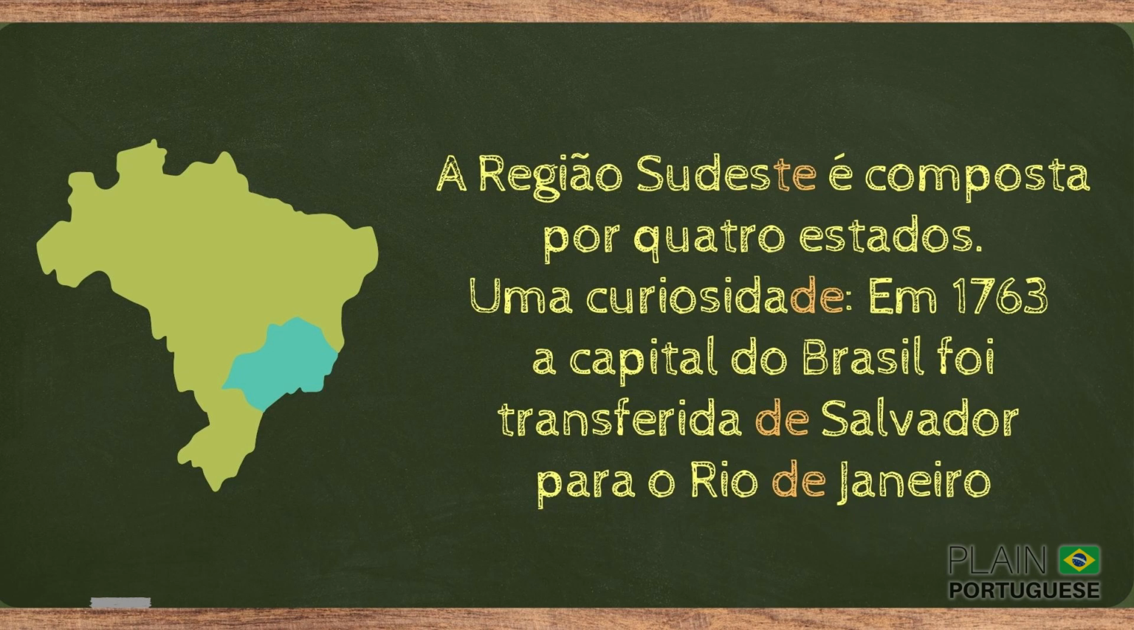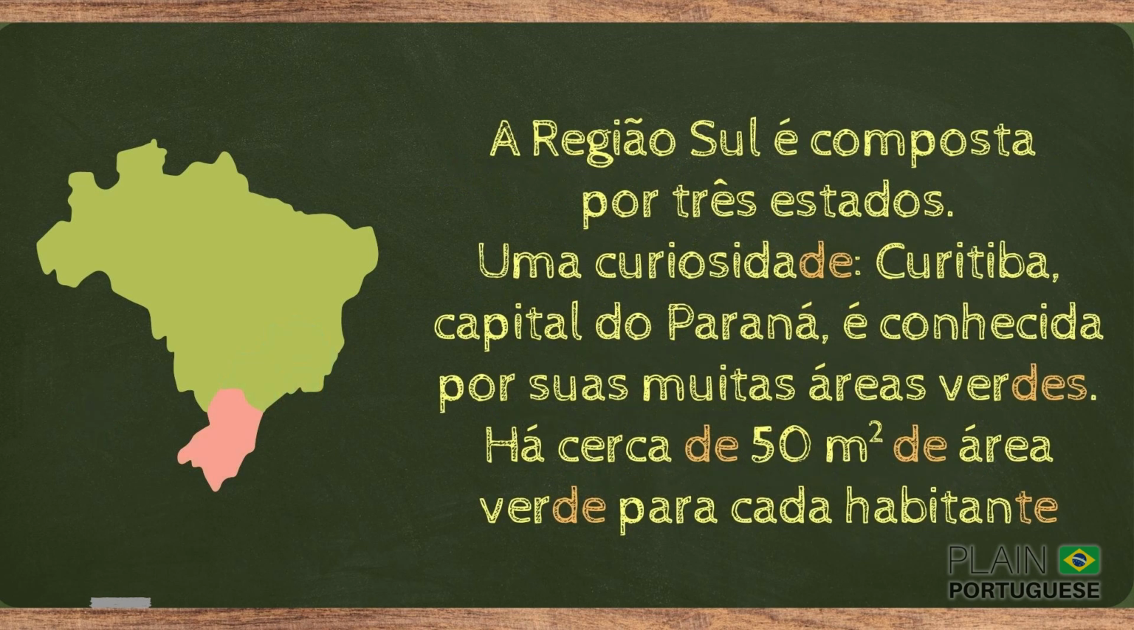A região Sudeste é composta por 4 estados. Uma curiosidade: em 1763, a capital do Brasil foi transferida de Salvador para o Rio de Janeiro. A região Sul é composta por 3 estados. Uma curiosidade: Curitiba, capital do Paraná, é conhecida por suas muitas áreas verdes, há cerca de 50 metros quadrados de área verde para cada habitante.